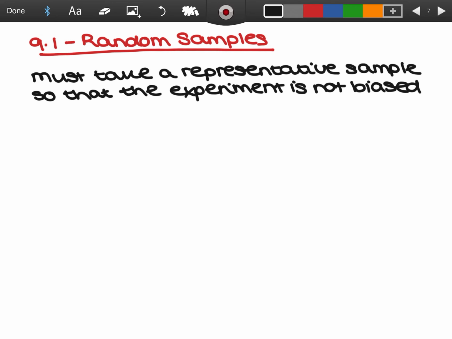There are two main types of sampling that you need to be aware of, and that is voluntary and random.